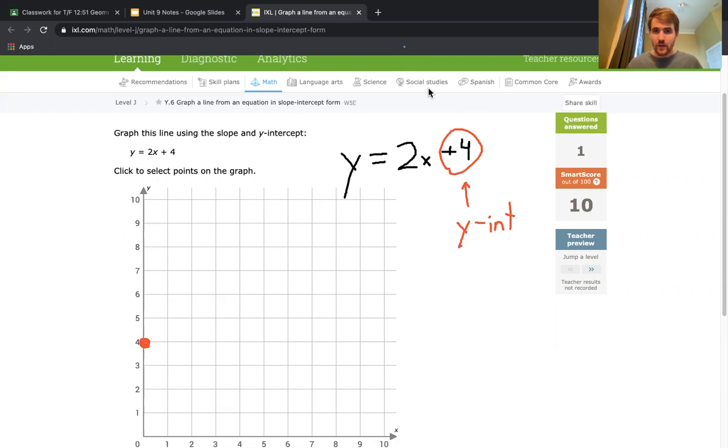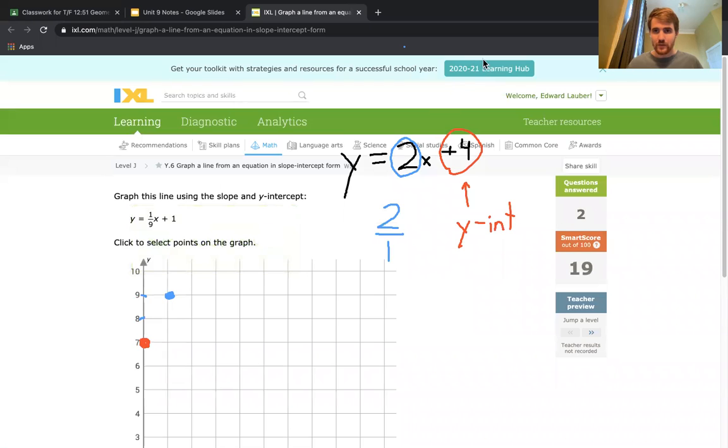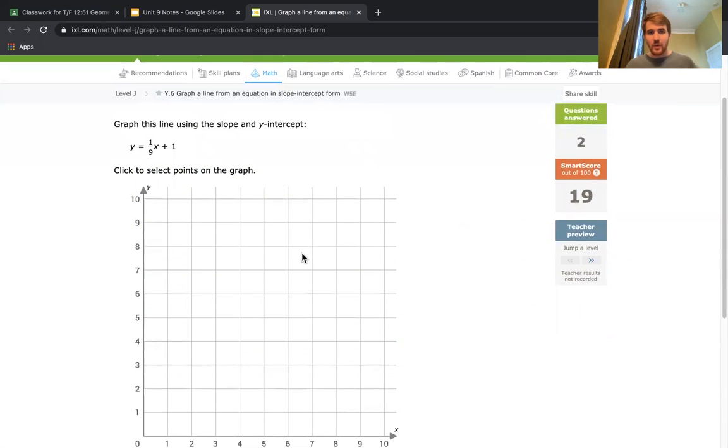The slope is the number with the x. Again, if it's not already a fraction, we want to put it over 1. 2 over 1. So this means starting from this point, we're going to go up 2 over 1. Now to graph this in here, you'd click here. Oops, I messed up. Click here. You've got a line. And now you can just hit submit. Perfect.